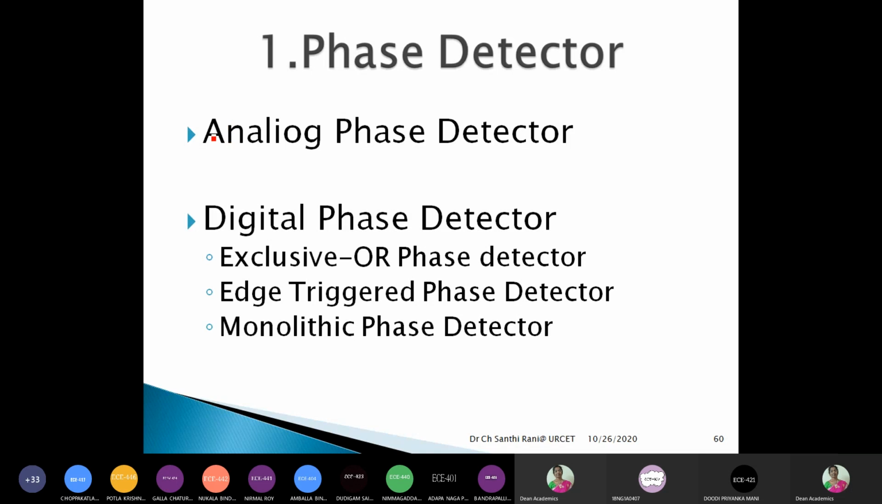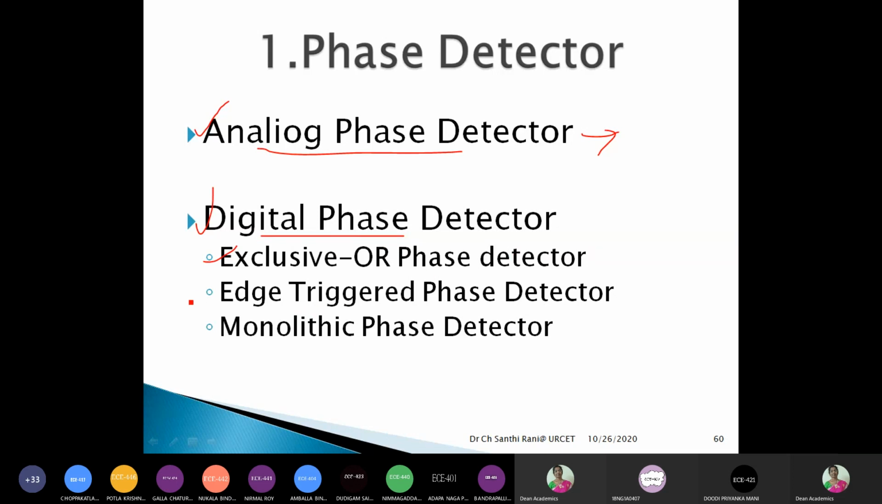Now, specifically, let us see, there are different types of phase detectors. One is the analog phase detector, and the second is the digital phase detector. One example of an analog phase detector is a double balanced mixer. And if we see digital phase detectors, there are different types. One is the exclusive OR phase detector, which means an exclusive OR gate is used.